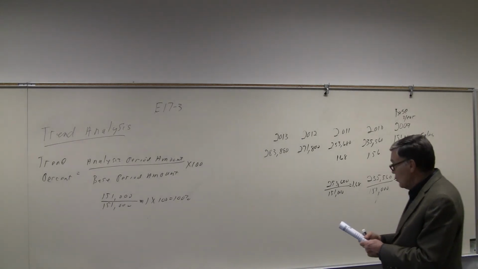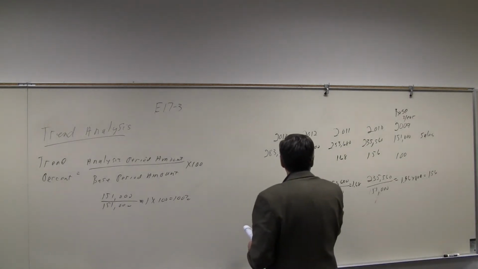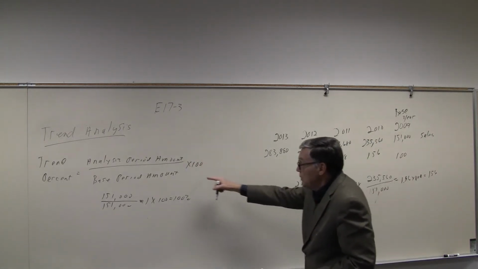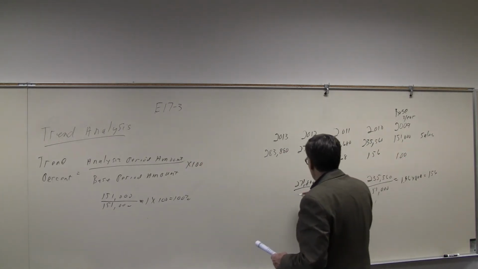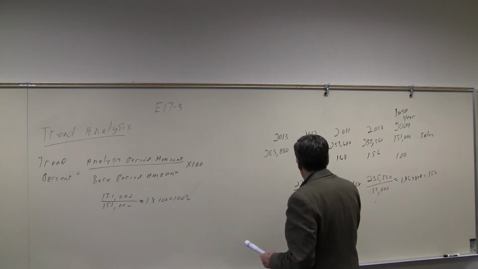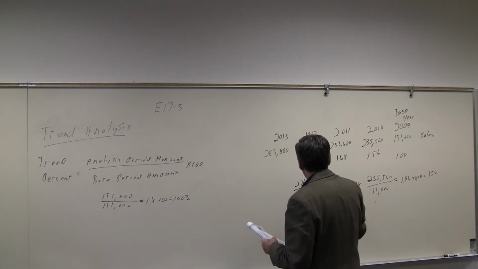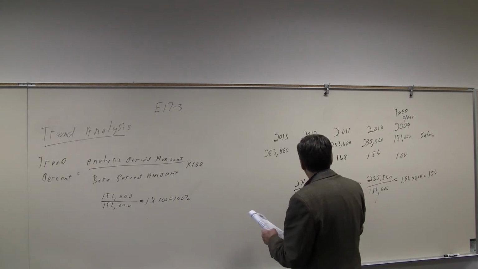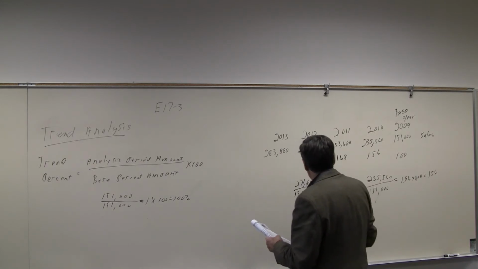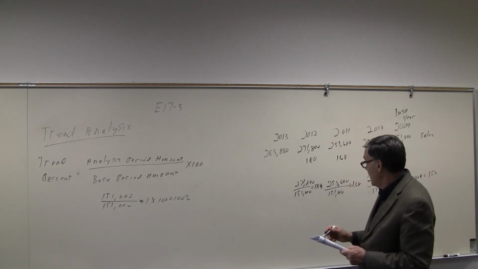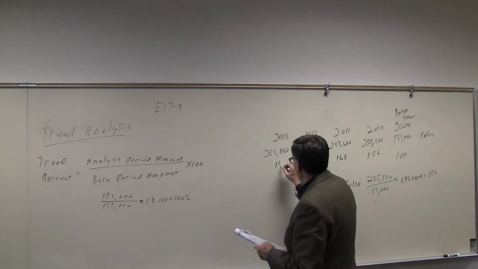If we go up to 2012, it will now be 271,800. This will be the analysis period. The base period will be 2009, so this will be 151,000. That turns out to be 1.80 or 180%. And then 2013 turns out to be 188%.